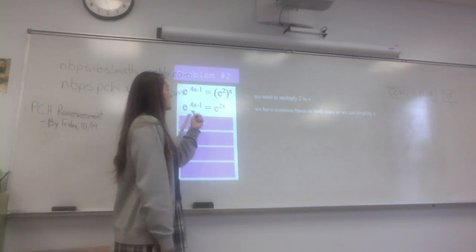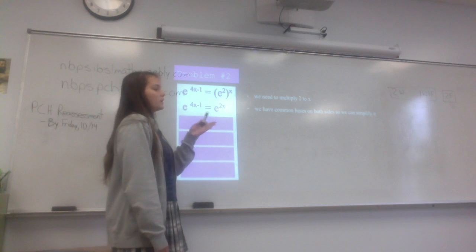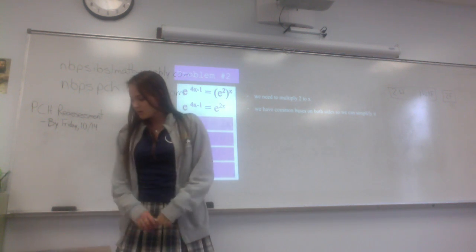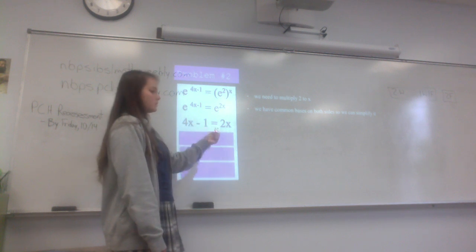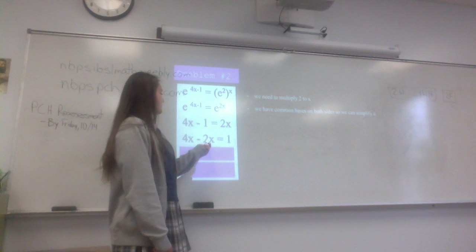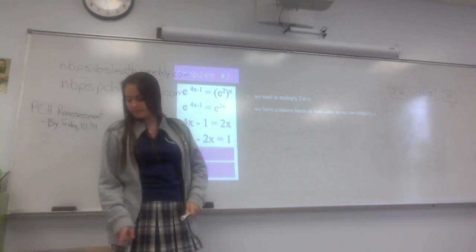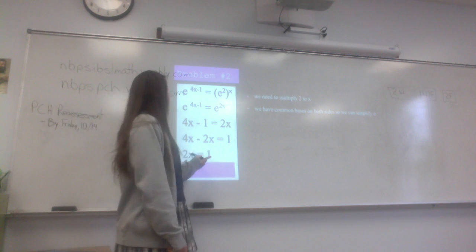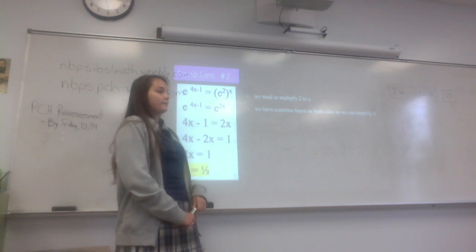And now we have a common base, as we can see, on both sides, so we can just simplify. We drop the bases, and we get 4x minus 1 equals 2x. Simple math: 4x minus 2x equals 1. We just bring 2x to this side, 1 to this side, and then we're left with 2x equals 1. And again, the answer is 1/2.